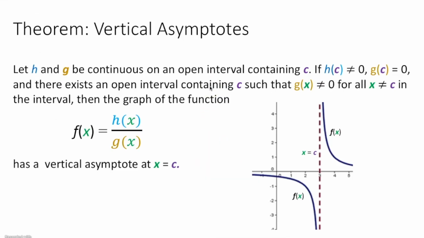So let's talk about this vertical asymptotes theorem. It says, let h and g be continuous on an open interval containing c. If h of c is not equal to 0 and g of c equals 0, and there exists an open interval containing c such that g of x cannot equal 0 for all x not equal to c in the interval, then the graph of the function f of x is equal to h of x over g of x has a vertical asymptote at x is equal to c.